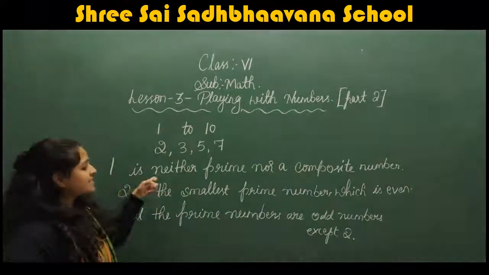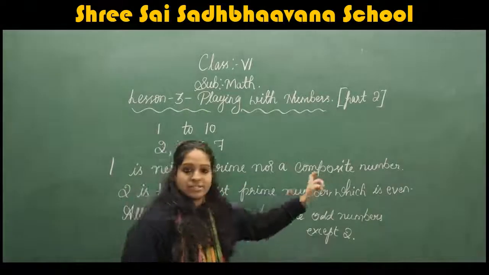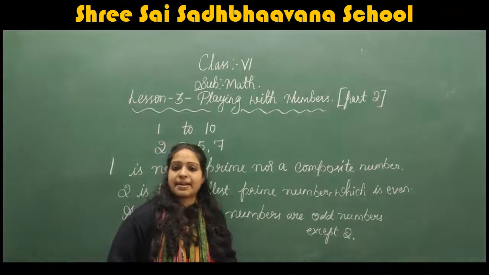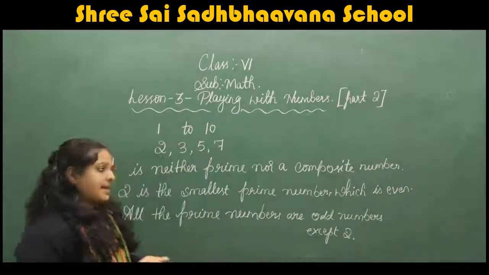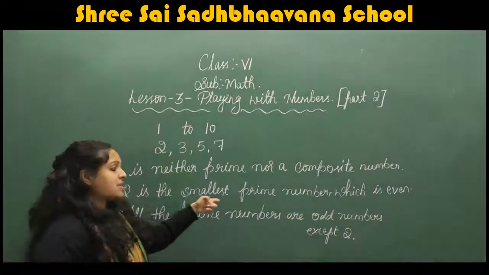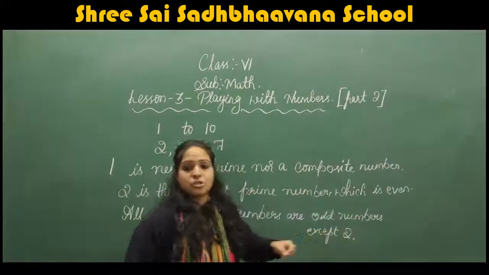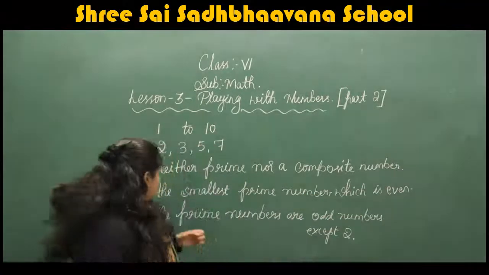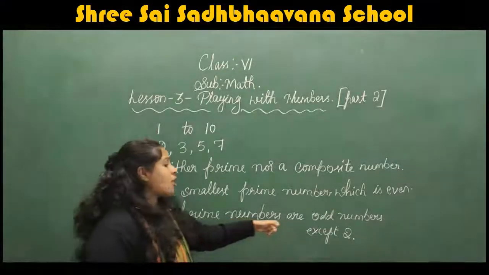Let me repeat. 1 is neither a prime number nor a composite number, so 1 does not belong to any category, either prime or composite. 2 is the smallest prime number, and 2 is an even number. And all the other prime numbers are odd numbers.